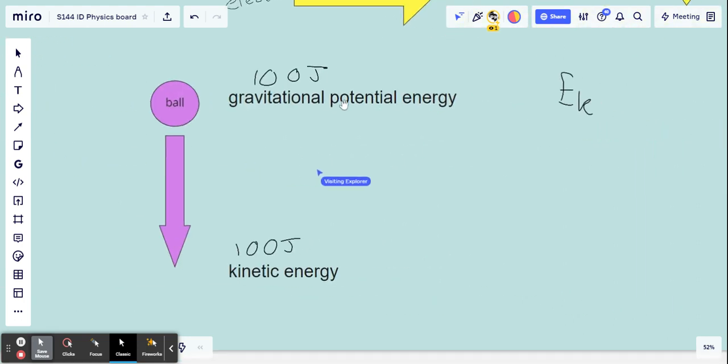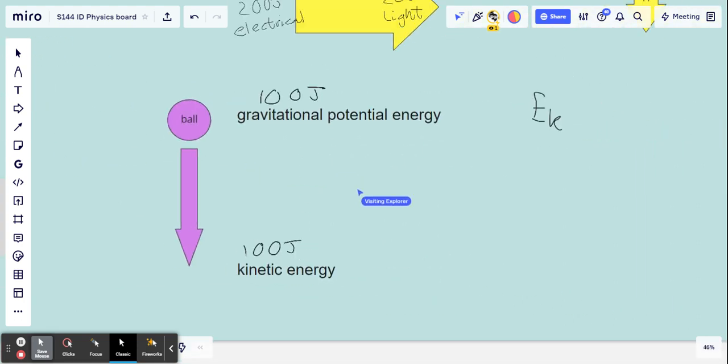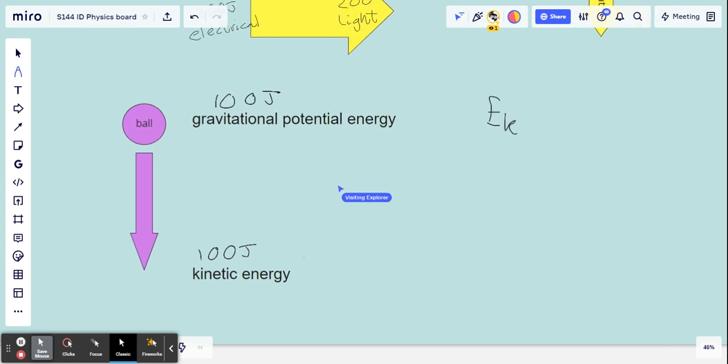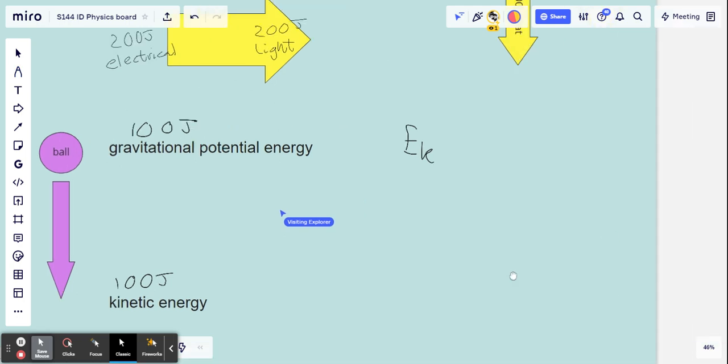from the gravitational potential energy you cannot get more than 100 joules. You could get less, but that wouldn't mean that energy is being destroyed. It's just that you probably also produced heat energy or thermal energy.